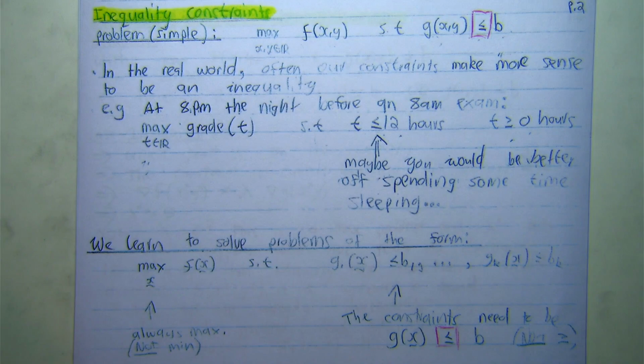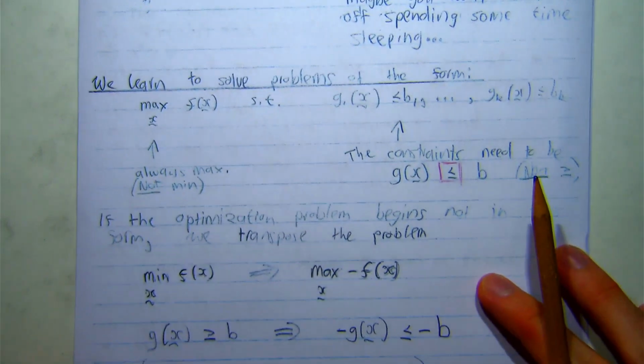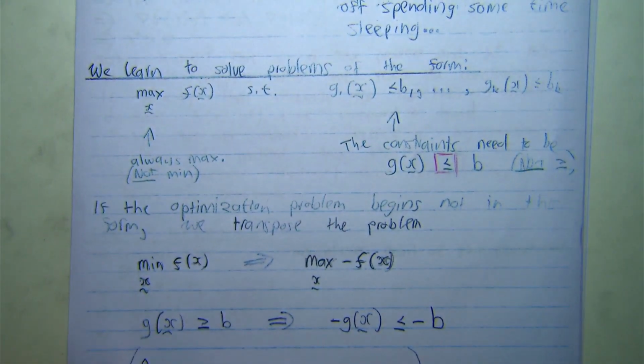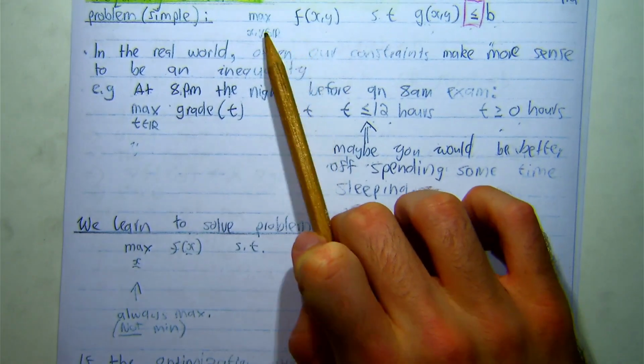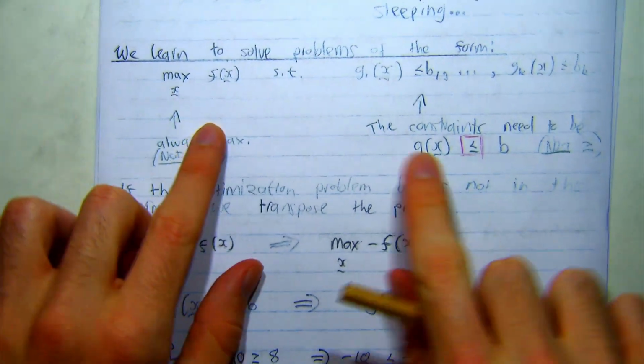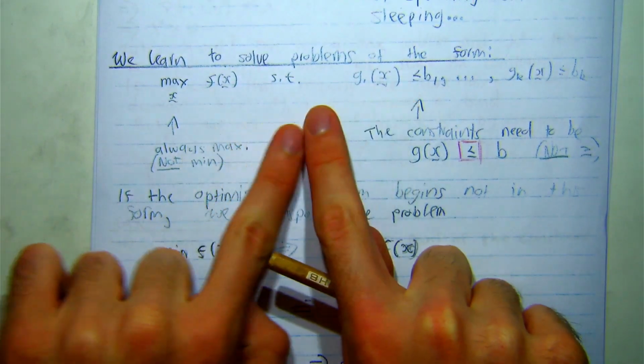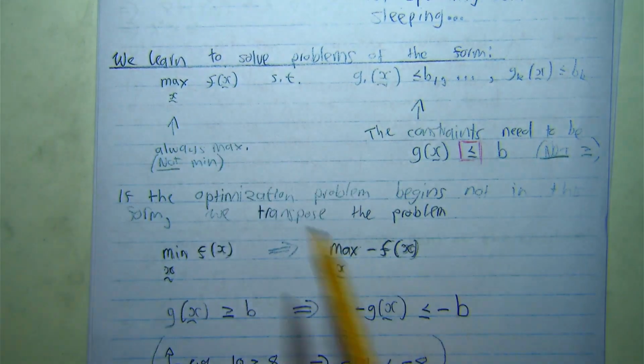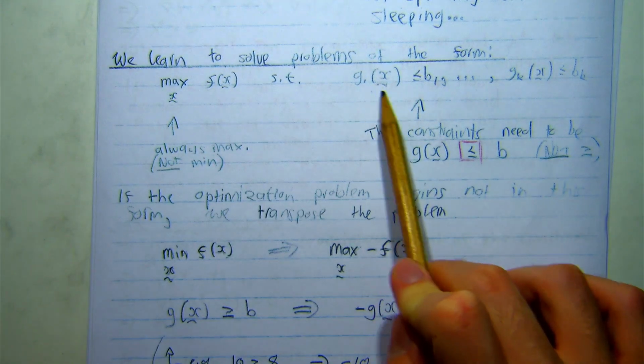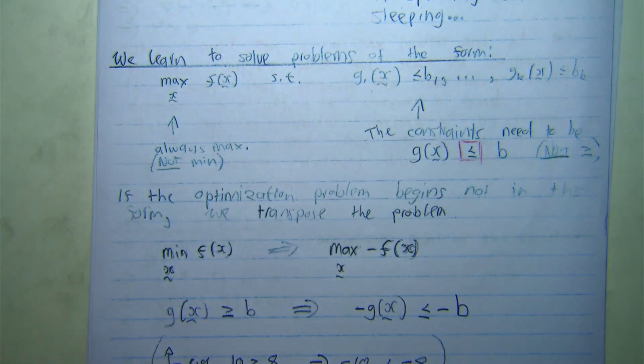Now, sometimes we have problems given to us that are in a form that is a little bit different to this case here with max and then less than or equal to b. And our general form that we use the theorem to solve looks like this: max and then something less than or equal to b. But sometimes the problem you're actually dealing with is not in this form.